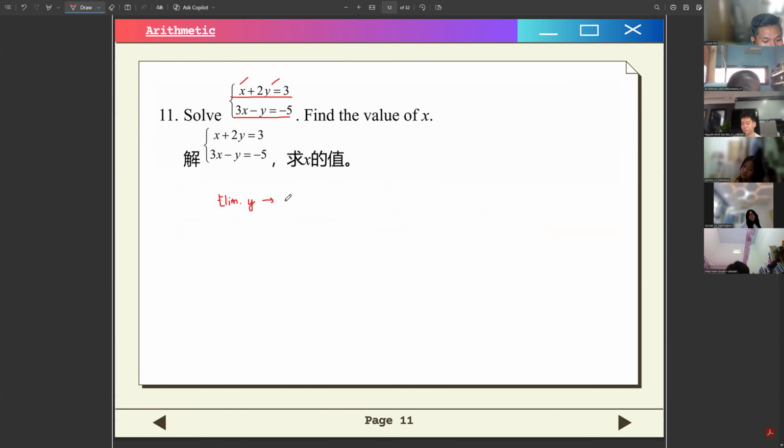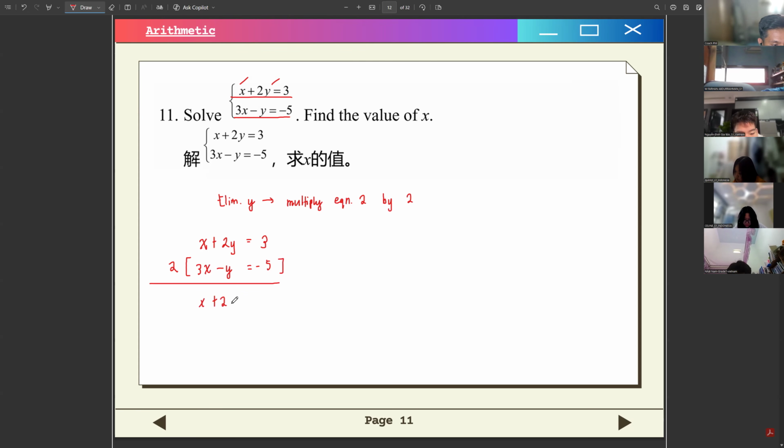We can multiply the second equation by 2, right? Multiply equation 2 by 2. And then we add the two equations. So let's rewrite the first one. Let's multiply the second one by 2. So we have x plus 2y, copy the first equation. For the second one, we have 6x minus 2y is equal to negative 10. So now we can add the two equations.